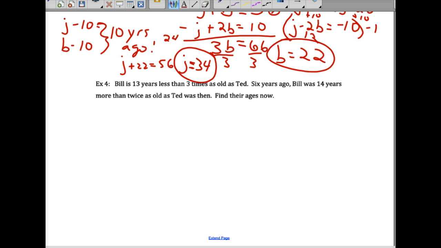All right, still. Bill is 13 years less than 3 times as old as Ted. 6 years ago, Bill was 14 years more than twice as old as Ted was then. So we're talking about the whole 6 years ago thing. Define all your variables, guys.